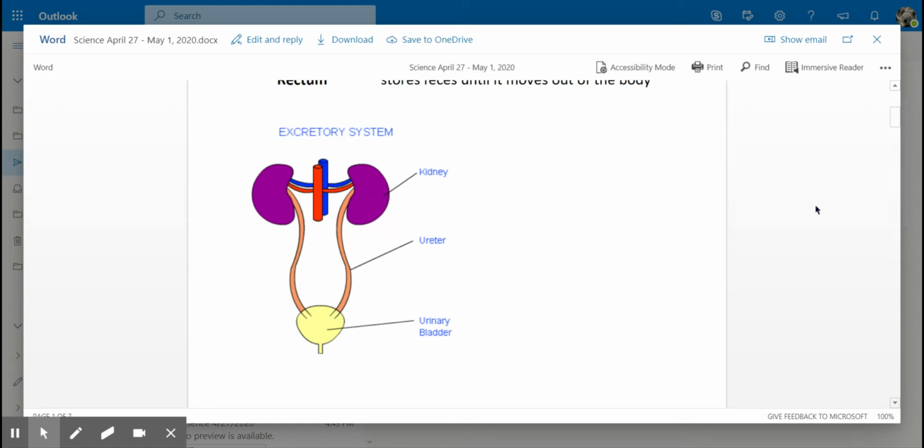The lungs remove carbon dioxide and excess water. The skin removes salt and water when you sweat, which is why you can lick your lips after playing outside at recess and you taste salty. The liver breaks down protein, creating urea. The kidneys remove urea by producing urine. The bladder stores urine until it moves out of the body, and the rectum stores feces until it moves out of the body.